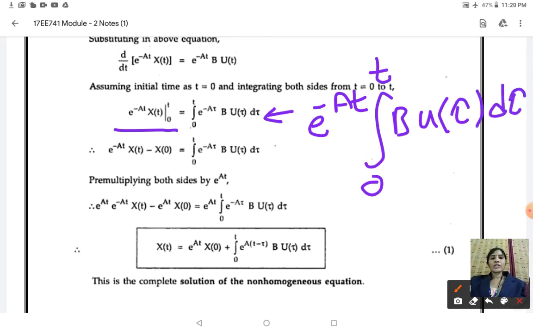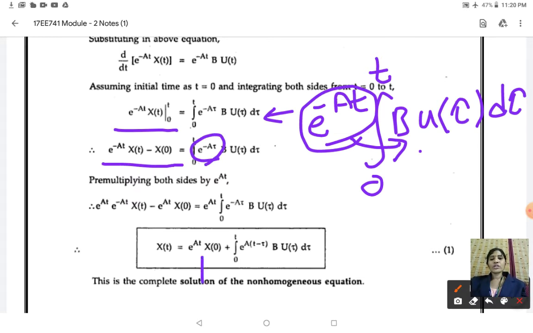When you take the exponential term inside the integration, you get e to the power of minus a tau. So e power minus at x of t minus x of 0 equals this integral. From this you are going to obtain two responses: one is the zero input response, and another is the zero state response. This is the complete solution of the non-homogeneous equation.